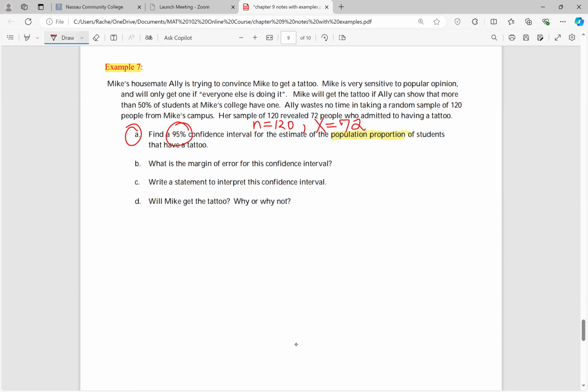So for part A, the confidence interval goes from 0.512 to 0.688. So we're 95% confident that the proportion of students that have a tattoo is somewhere between 0.512 and 0.688. So between like 51% and 68%.